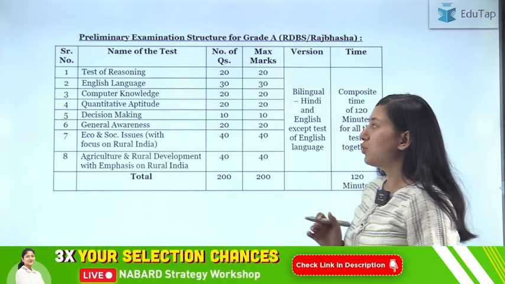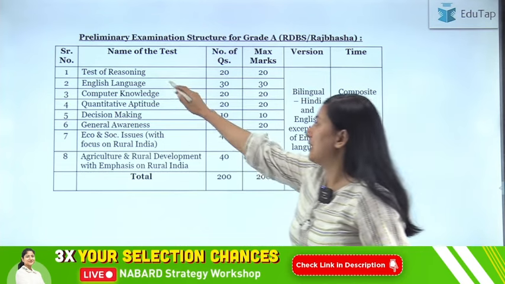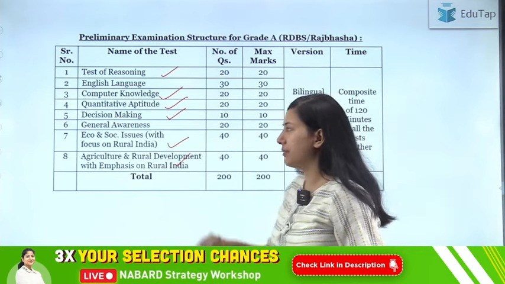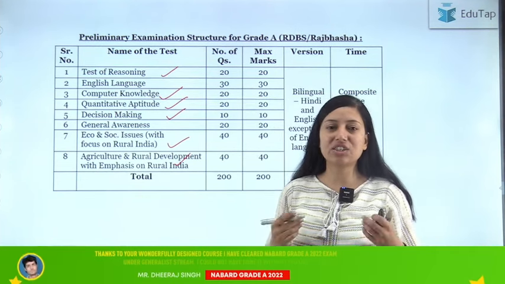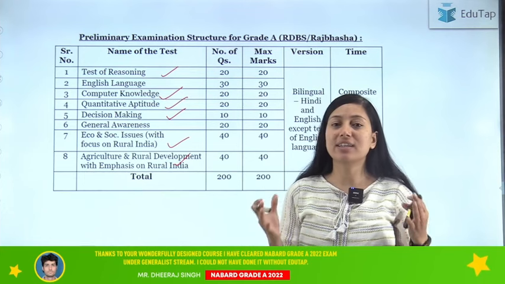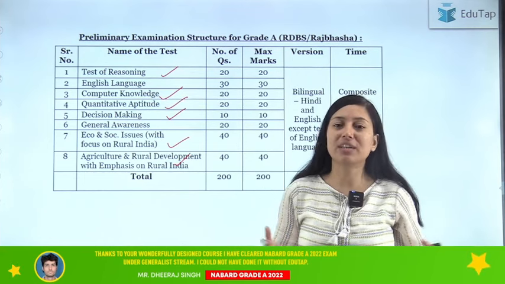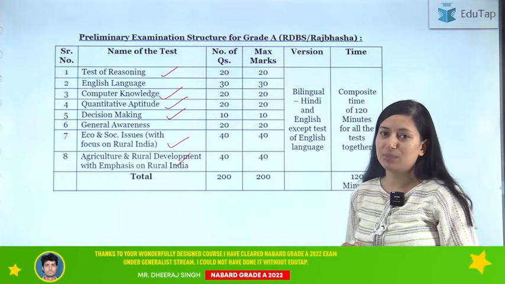Okay, so today in this video I will be recommending you books for reasoning, computer knowledge, quants, decision making, ESI and ARD. Why not for GA and English? Because for English and GA we cannot confine ourselves to a particular book. We have to read newspaper, we have to read different other sources also, right? So today I will be talking about these subjects.